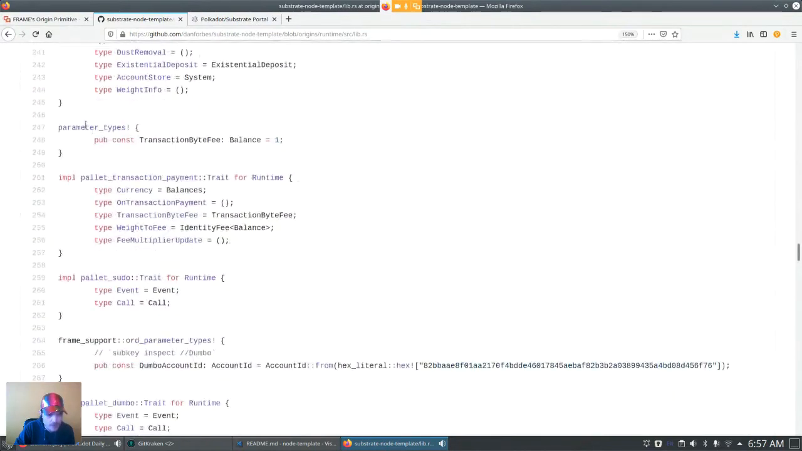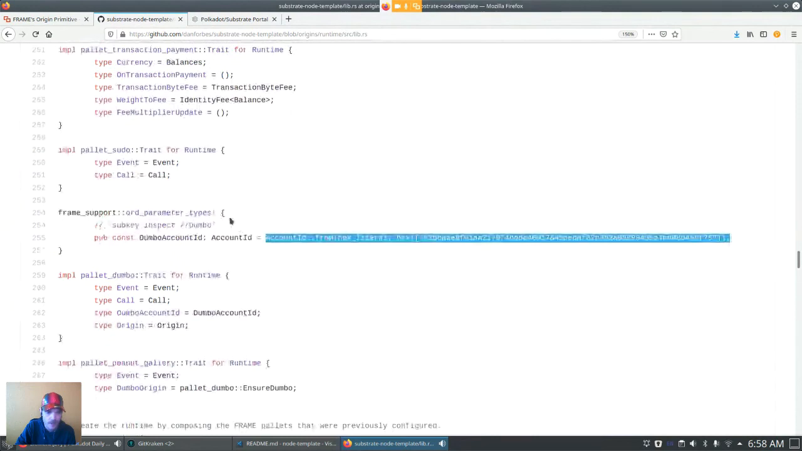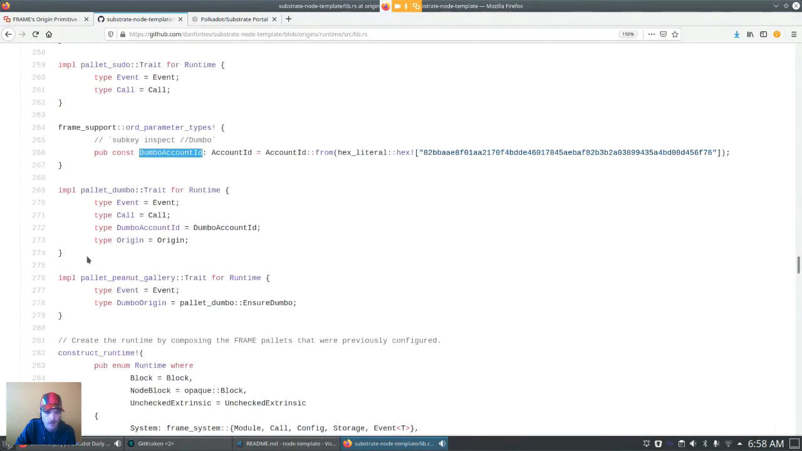You see here, we're using this parameter types macro that's like a constant type. It's just like the number 1. I kept trying to define the Dumbo account ID using parameter types, and the compiler was complaining at me, oh, you can't do this in a constant function. And finally, Sean Tabrizi, who provided a lot of help, I gave him a shout out on the README there. He was like, oh, you got to use this ORD parameter types macro, which allows you to call a non-constant function. So this is how we configure the Dumbo palette to know about the Dumbo account ID.